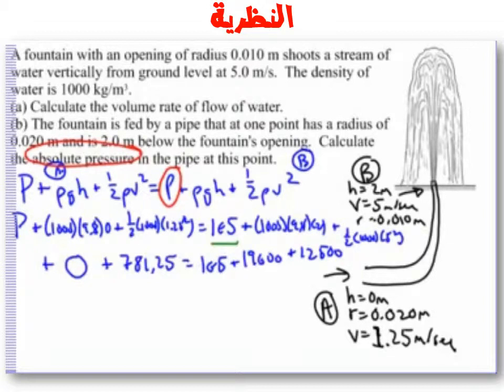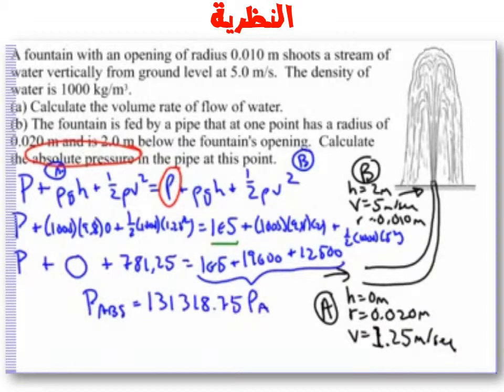Okay, now if you see, I'm going to add up all of these numbers, and I'm going to subtract the 781.25, and I end up finding the absolute pressure to be 131318.75 pascals. Now, of course, if I wanted to find gauge pressure, I would just subtract 1 times 10 to the 5th. I don't need that absolute pressure there.